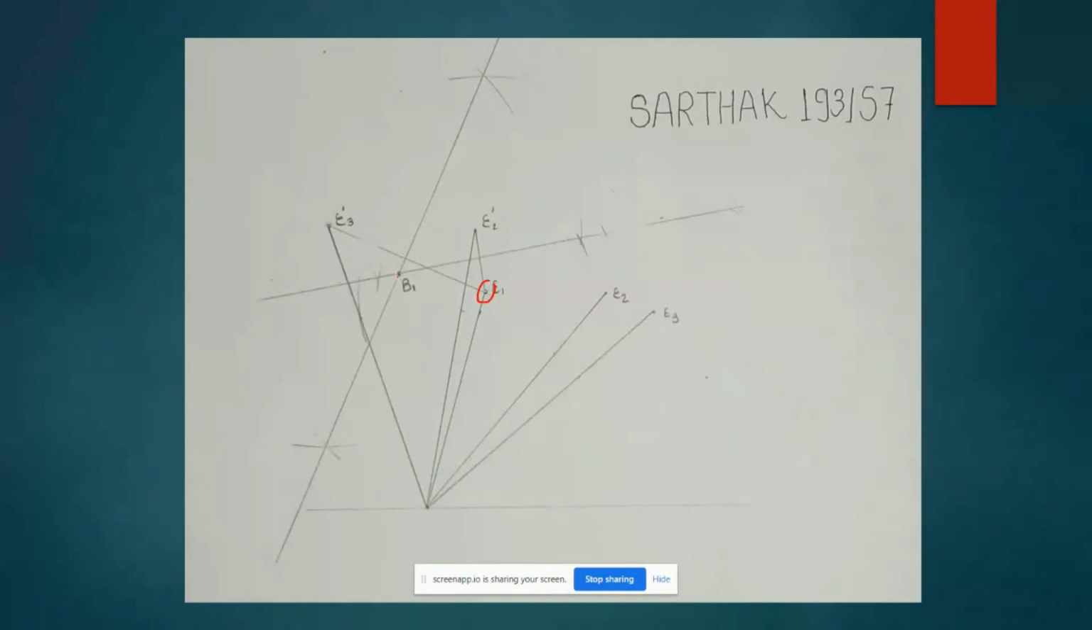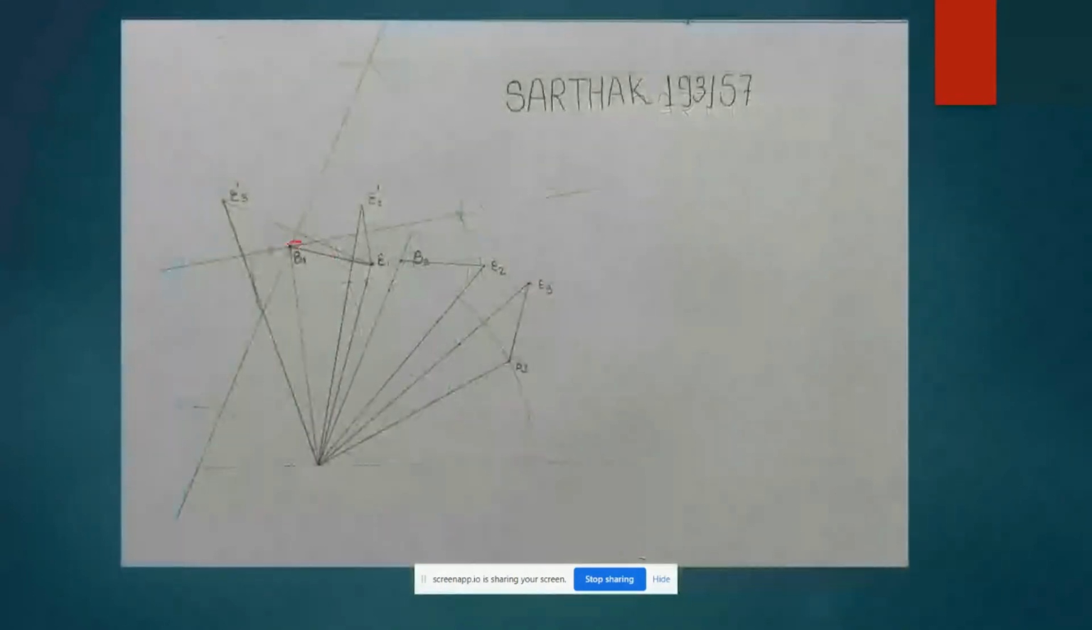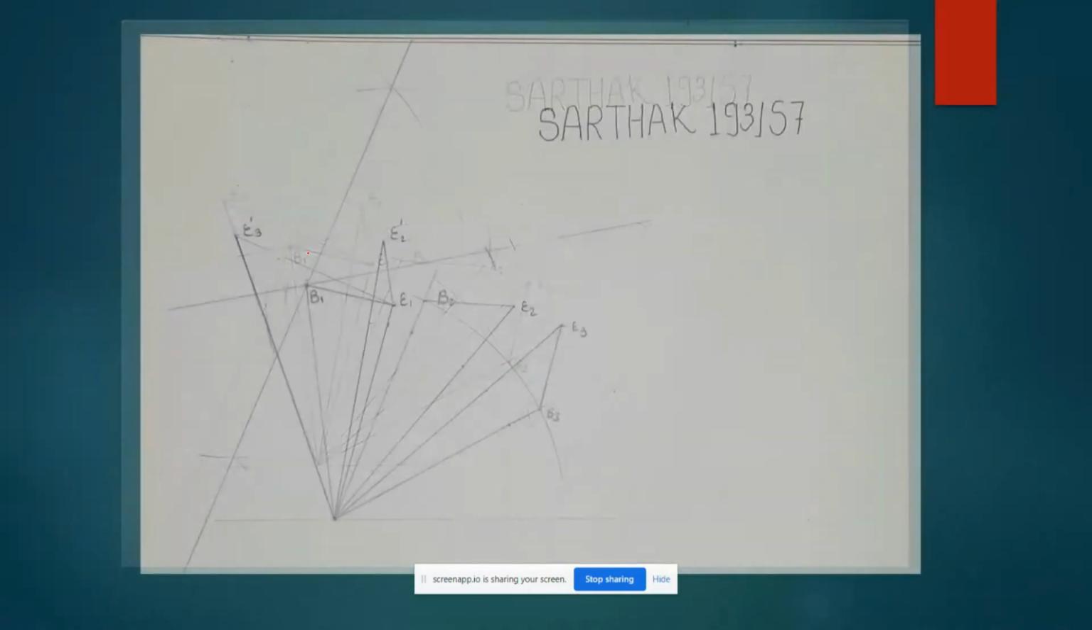After joining them, find their perpendicular bisectors and these perpendicular bisectors will intersect at the point B1. Now we have to rotate this point B1 in a clockwise direction by 30 degree and 70 degree, so that we will get the points B2 and B3 dash. After that, join B3 E3, B2 E2 and B1 E1.